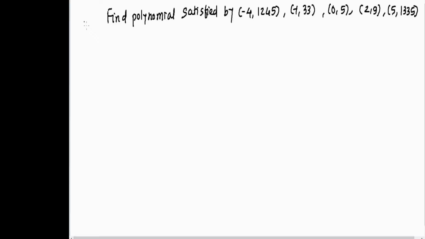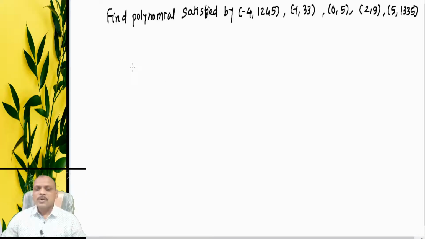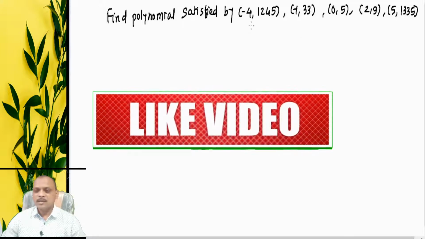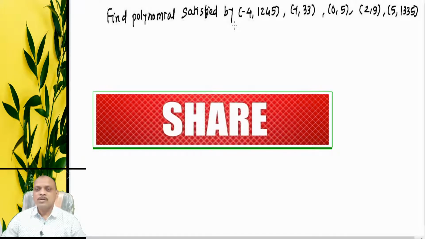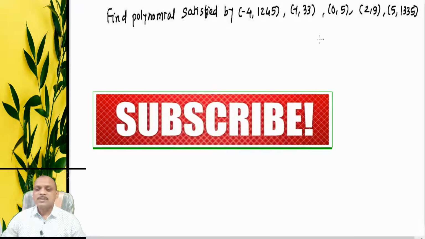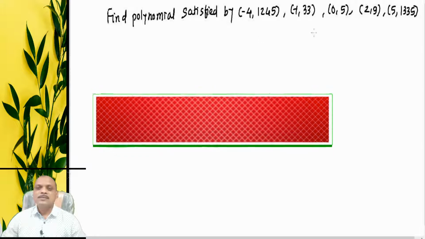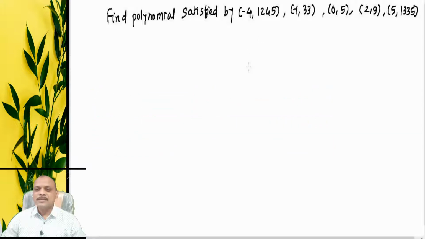Welcome friends, in this new video we solve some problems on Newton's divided difference interpolation formula. The problem is to find the polynomial satisfied by these values of f(x) and argument x, given as ordered pairs. We have to find the polynomial of these points. Which polynomial will satisfy these points?